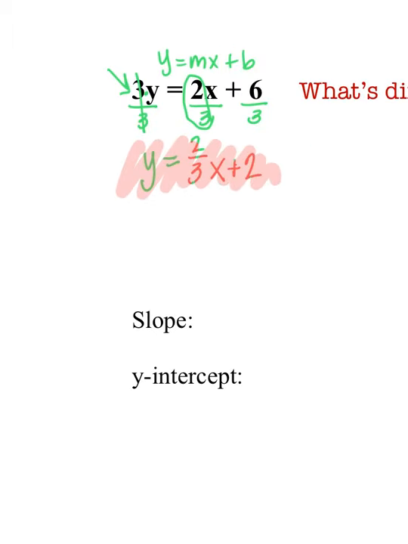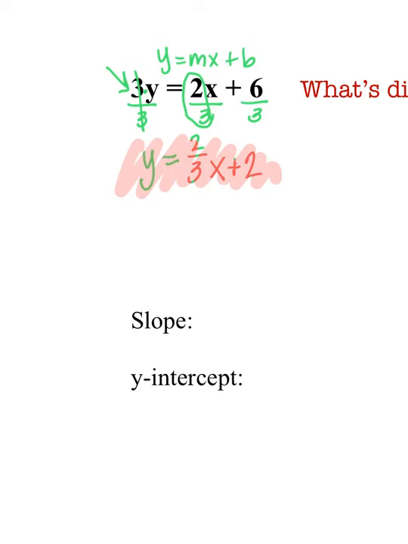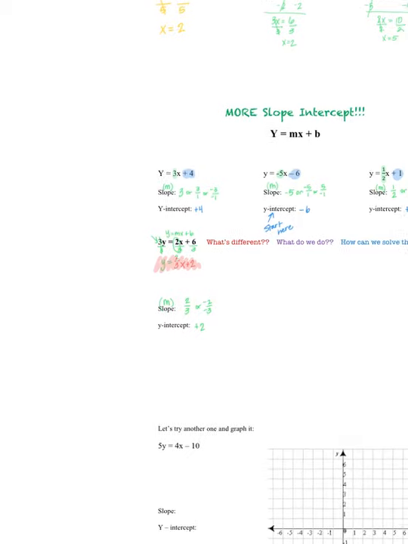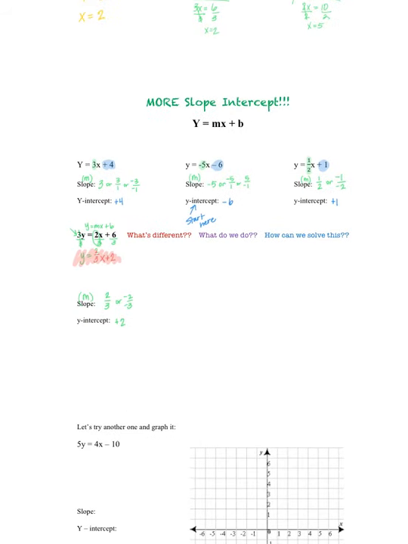Okay, so my slope here, let's go back, my m, my slope, is 2/3, again, or -2 over -3. And you don't have to write that out, just keep that in mind when you're graphing it. And then our y-intercept is +2. So I'm going to go up 2 on my y-axis, and then from there up 2 over 3 to plot my points. So again, the only difference that we have here is that we have to rearrange to get y by itself.